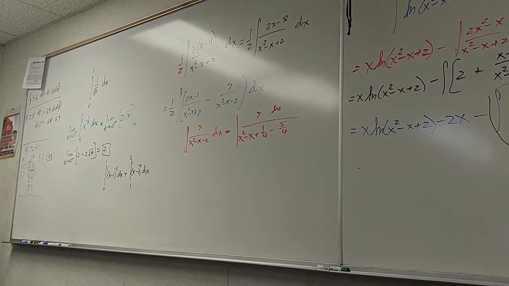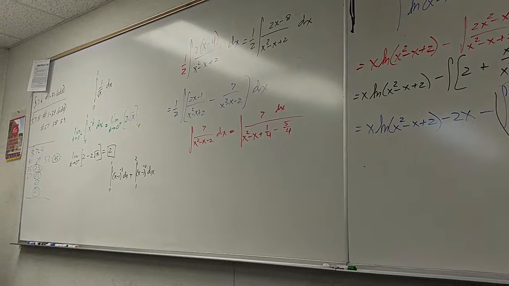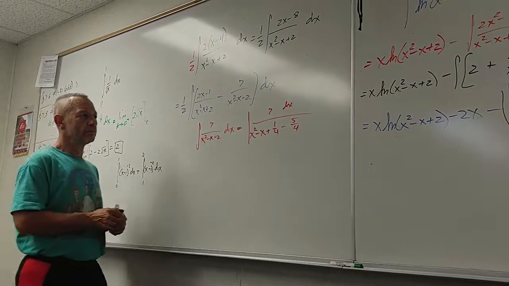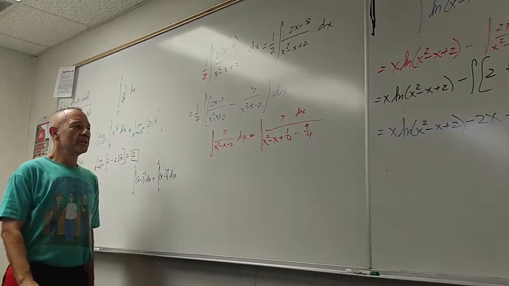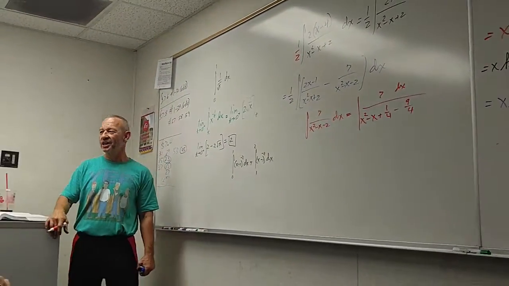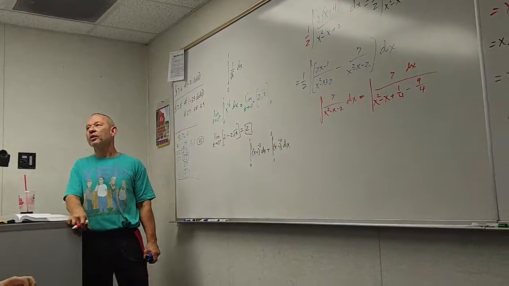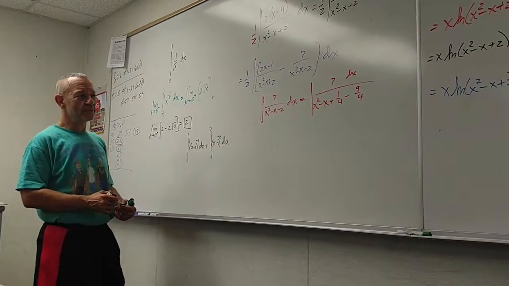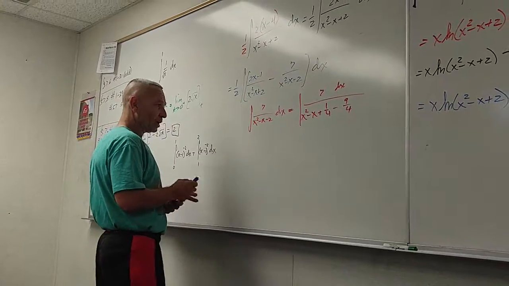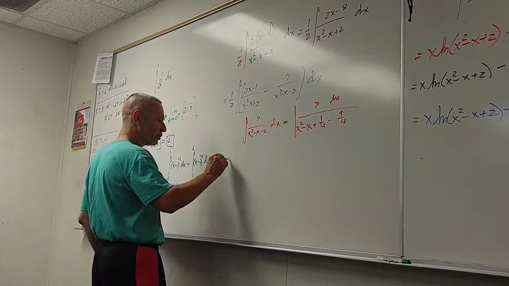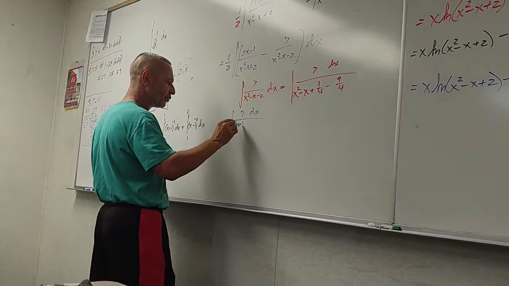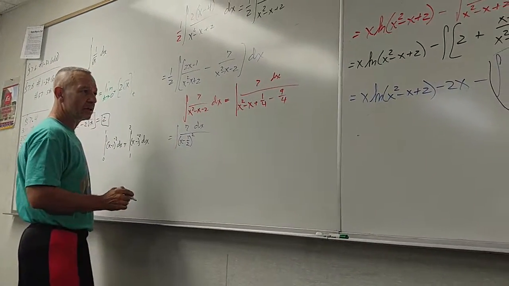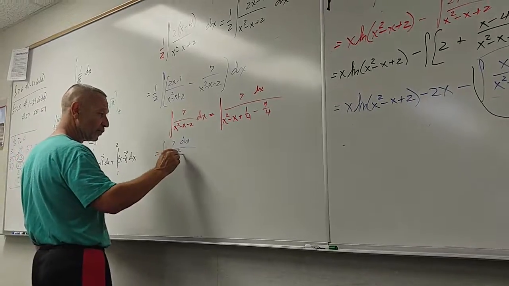Minus 5/4 plus 1/4 is minus 4/4. Oops. Minus 9/4. Positive 1/4 minus 9/4 is minus 8/4, which is -2. So what I've got now is the integral of 7 dx over x minus 1/2 squared minus 9/4.